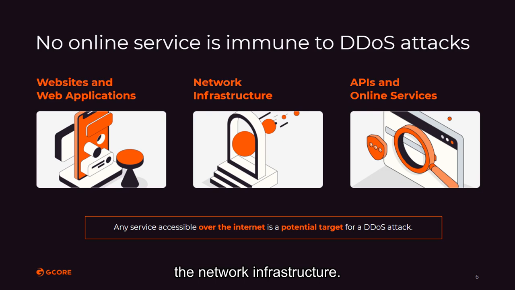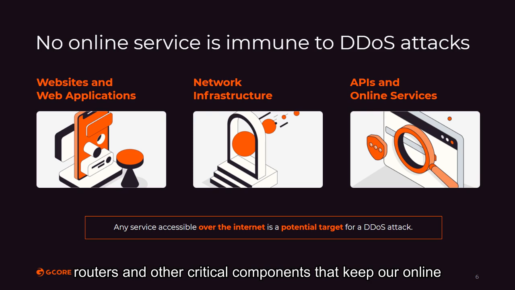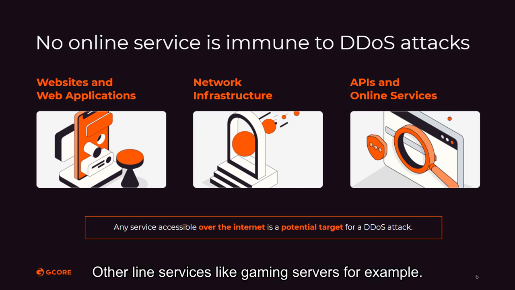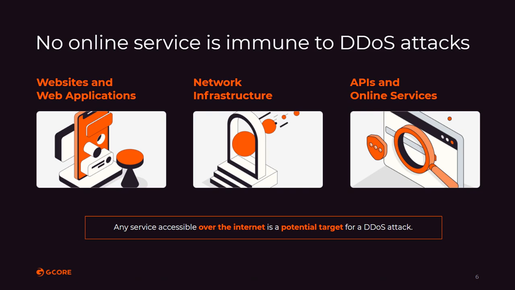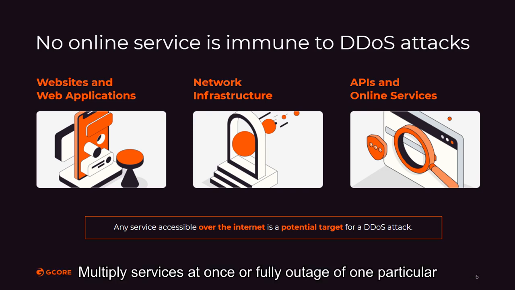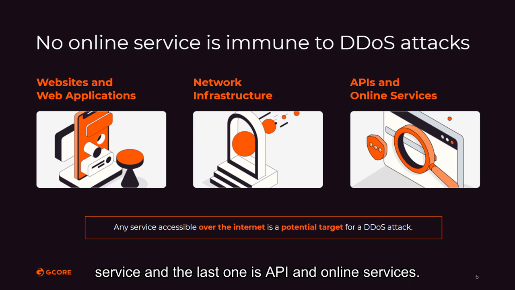The network infrastructure, this includes servers, routers, and other critical components that keep our online services running smoothly, like, for example, DNS servers, VPN servers, other online services like gaming servers. Attacking these resources can cause widespread disruption, affecting multiple services at once or a full outage of one particular service.